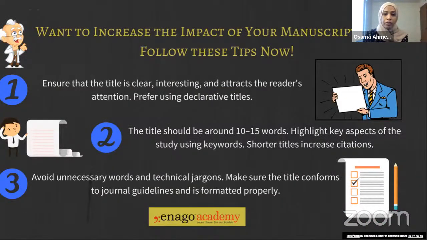We want to increase the impact of your manuscript title. Just follow these tips. Number one, ensure the title is clear, interesting, and attracts the reader's attention. We prefer using a declarative title. The title should be around 10 to 15 words, and this is to highlight the aspect of your study using the keywords. Shorter titles increase citations. Also, you need to avoid unnecessary words and technical jargon like "study of" and "analysis of." Make sure the title conforms to the specific journal guidelines that you are going to publish in.